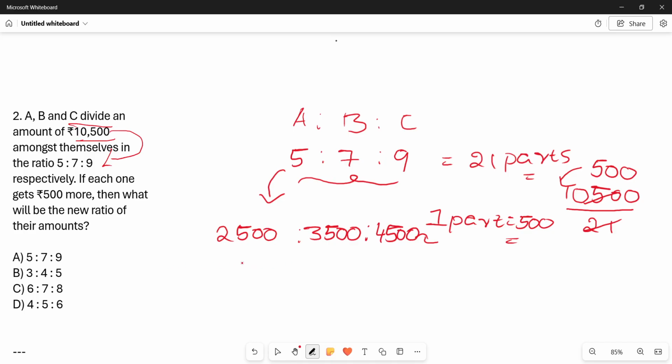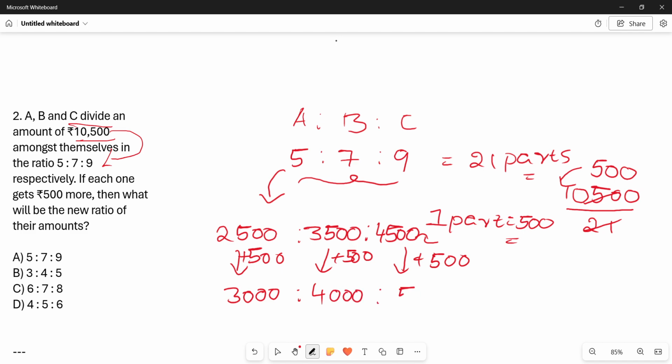After that, I give 500 rupees to each one. I give 500 to A, I give 500 to B, I give 500 to C. After that, how much will it become? 3,000. After that, 3,500 plus 500, 4,000. 4,500 plus 500, it's 5,000. Very simple. Cancel three zeros. The final answer is 3 is to 4 is to 5.